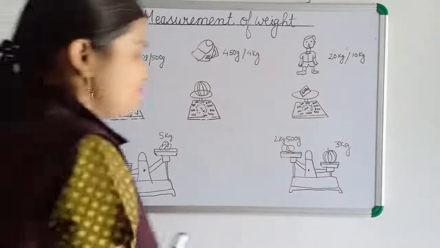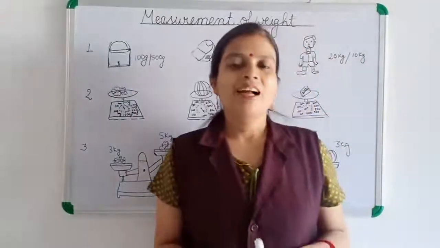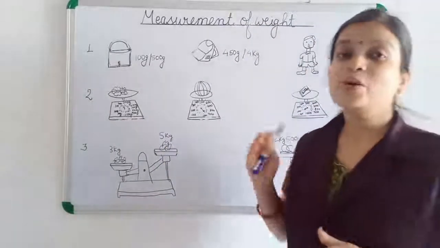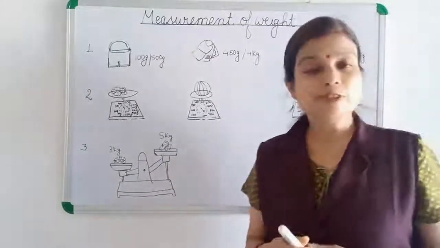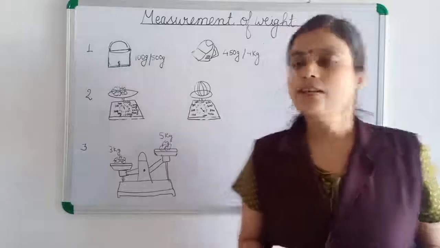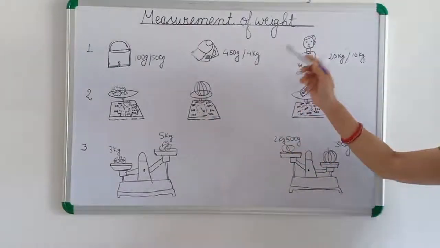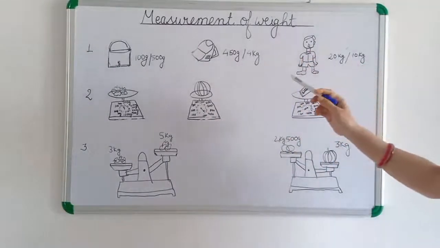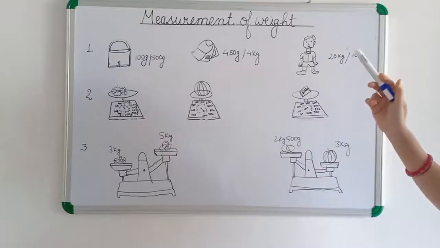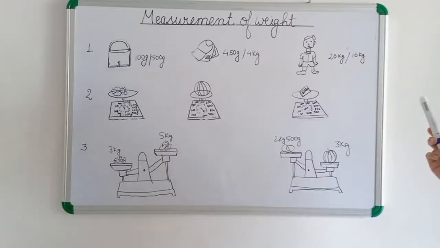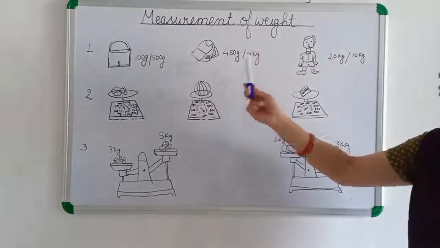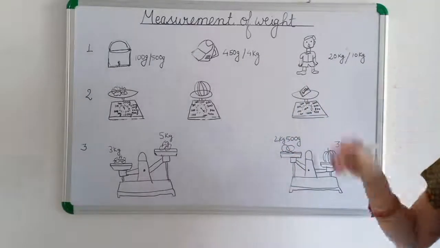Now let's have some fun activity. I'm not telling this is a question. This is only a fun activity. You will enjoy it, okay? Very easy work. So in the first question, what we have to do? We have to circle the measurement unit that is more suitable to represent the weight of each item. Okay? Which is more suitable for these items? We have to circle it.